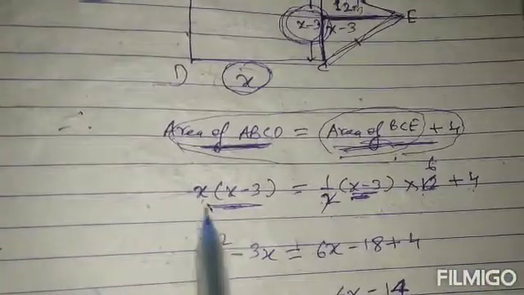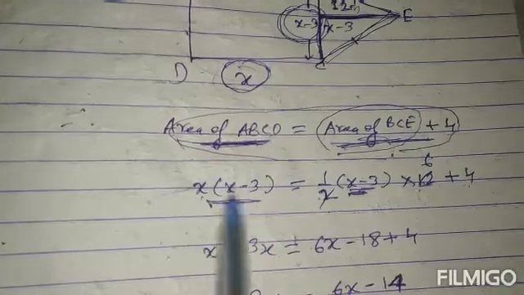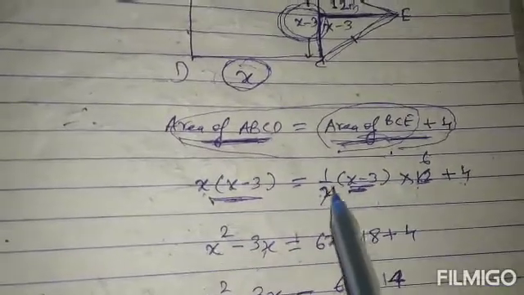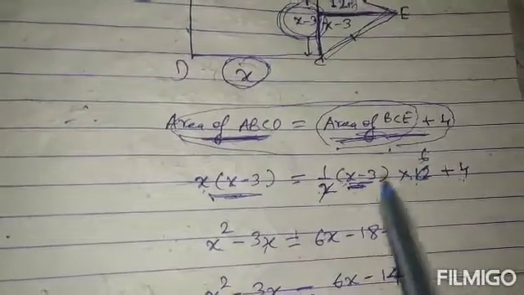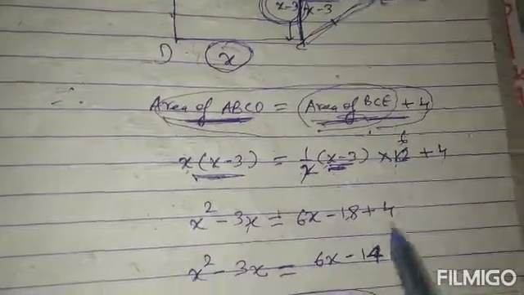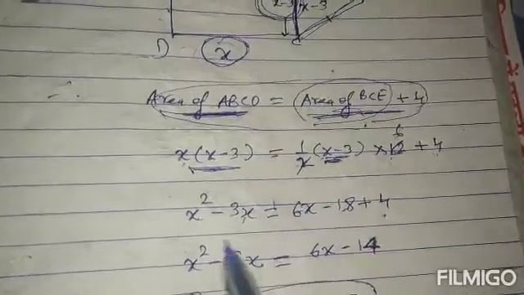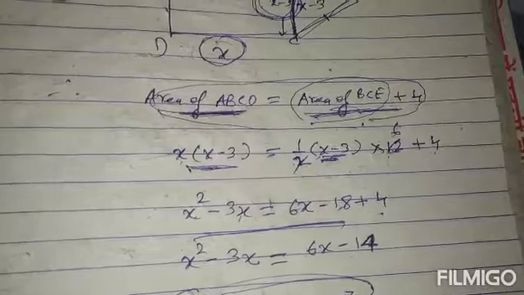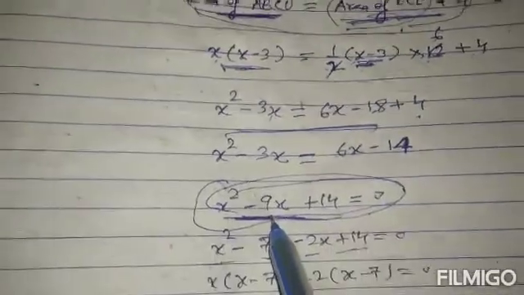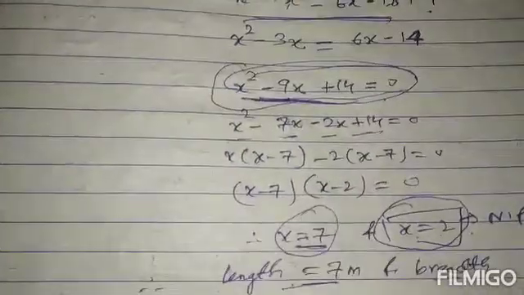And if you further simplify this, x into x is x square, x into minus 3 is minus 3x. On the right side, 2 1s are 2, 2 6s are 12, then 6 into x is 6x, 6 3s are 18, plus 4 as it is, right? And if you further simplify this, you will get a quadratic equation, that is x square minus 9x plus 14 equals 0.